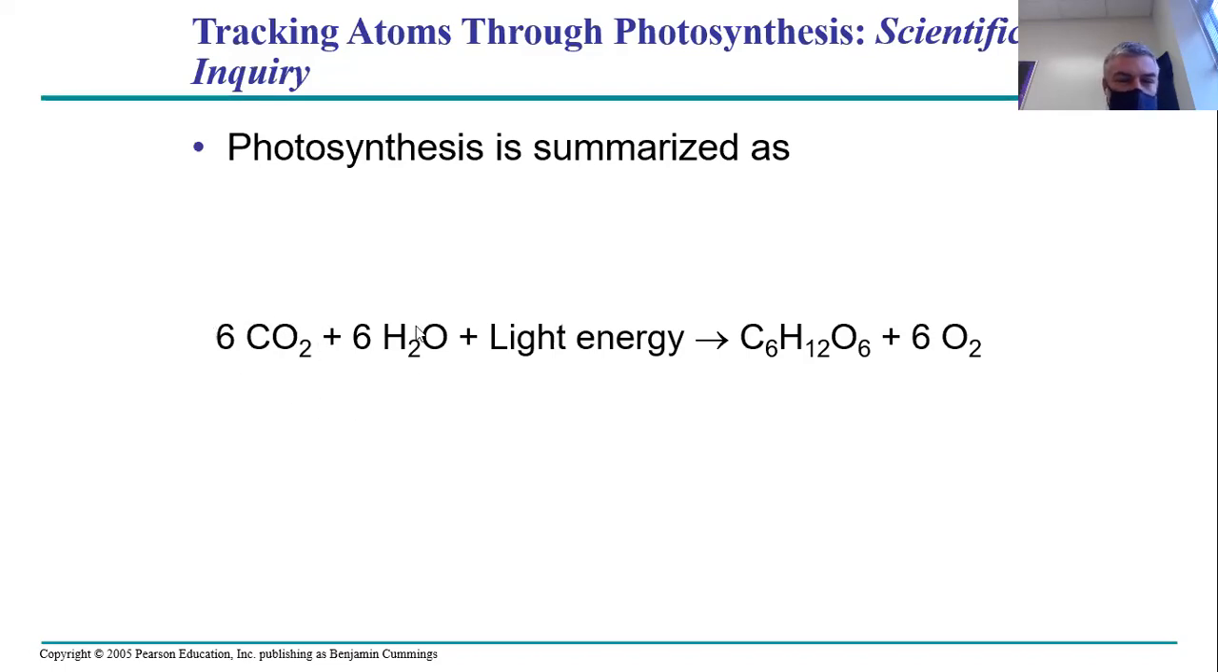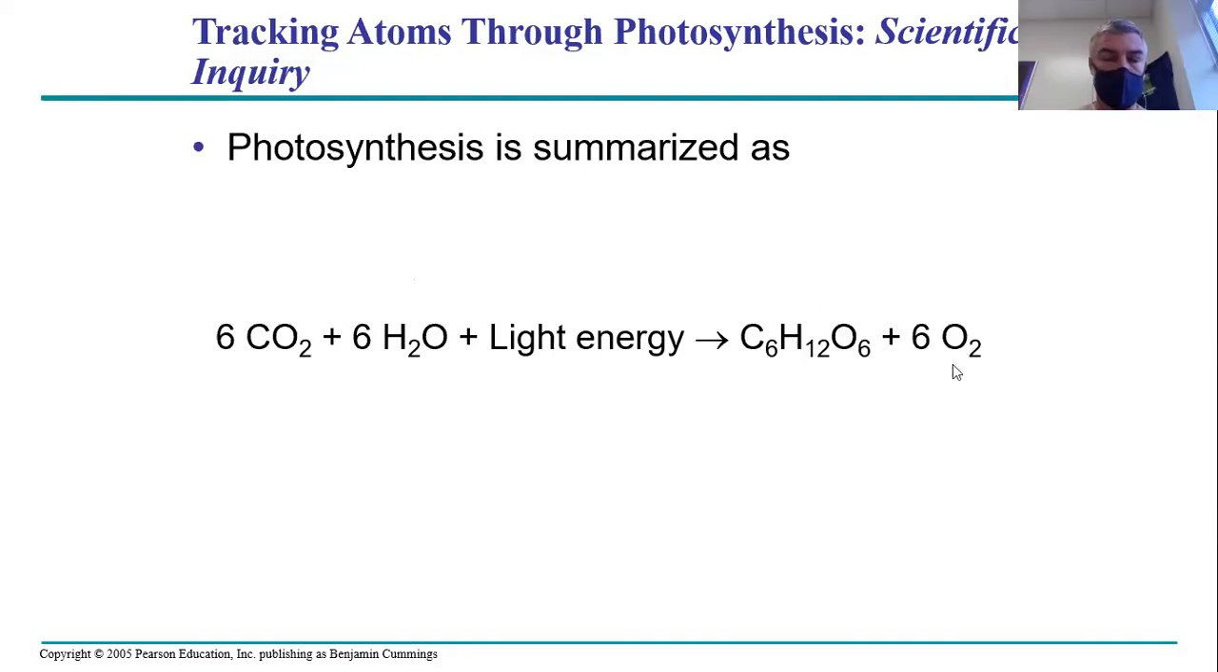How many waters do I have? 12. No, there's 12 hydrogens, but hydrogen and oxygen together make water. So how many waters do I have? Not how many hydrogens do I have, but how many waters do I have? 6. So yeah, you got it. So what's 6 plus 6? 12. That's right. So I'm going from 12 to 7.